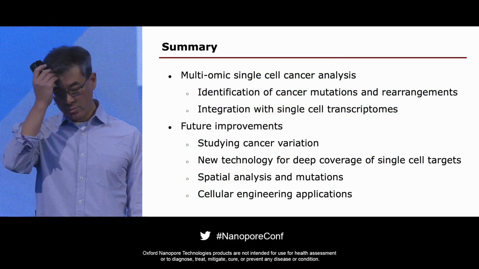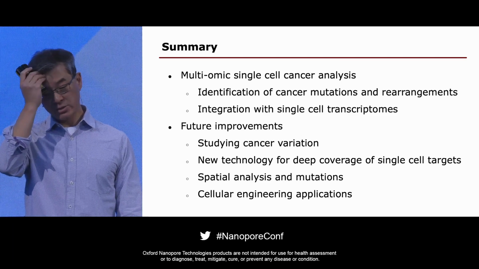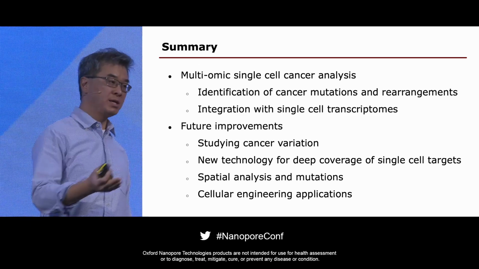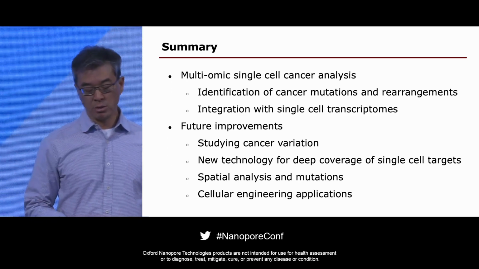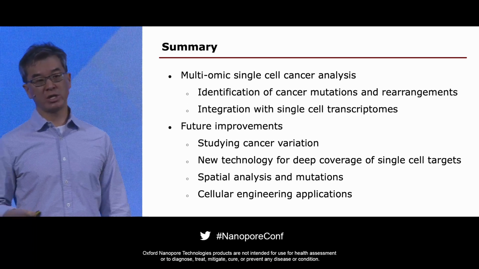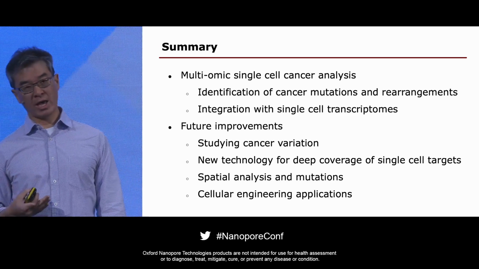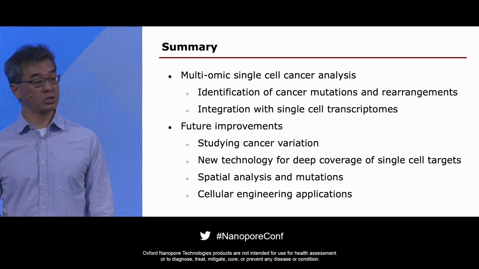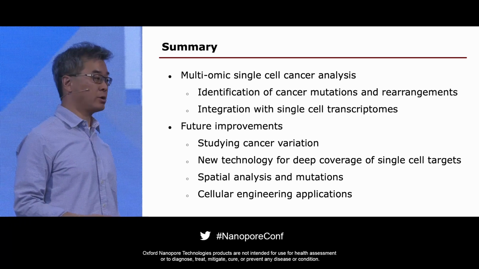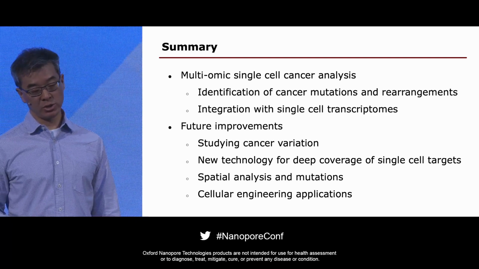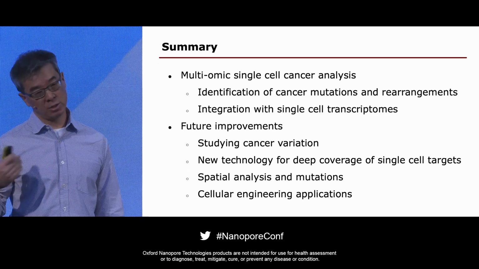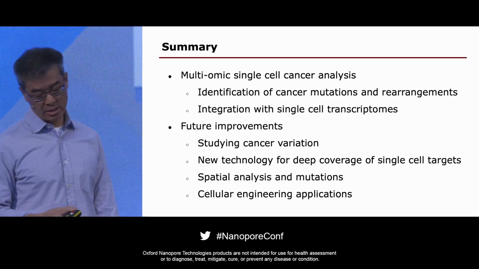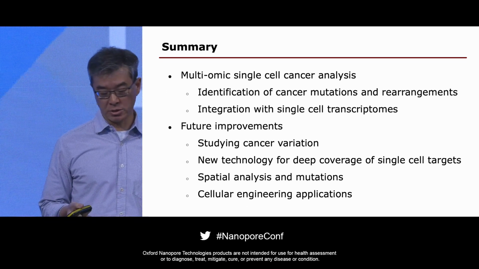So in summary, I've shown a multi-omic single-cell cancer analysis, but I hope I've convinced you that there are applications across many different fields of biology. In this proof-of-concept, early-stage development using a relatively low-capacity adaptive sampling flow cell, we showed that it is feasible to identify cancer mutations and rearrangements from single-cell RNA-seq with single-cell resolution. This provides a ready way to integrate this type of genotypic and isoform information with the single-cell RNA-seq data that you may have from conventional sequencing strategies.